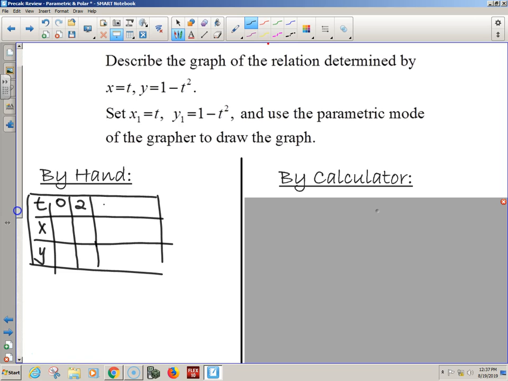I guess you could do 1. Might have a little more fun with it. If you guys plug into x, that one's pretty easy because it just is what time is, right? Okay. With y, we have to plug into the function 1 minus t squared. So 1 minus 0 squared, 1 minus 2 squared, 1 minus 4 squared, 1 minus 6 squared. Okay, got a little awkward a little bit fast, but that's okay.